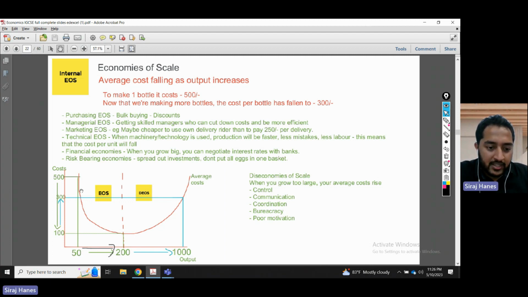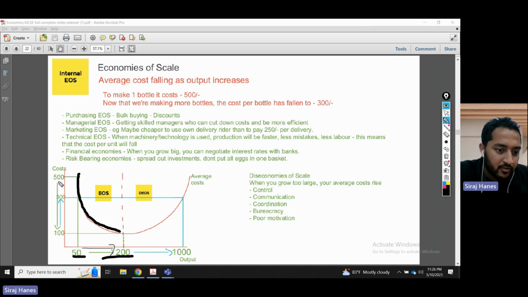Now, this is what the economies of scale diagram is. On one axis, you have cost. On the other axis, you have output. I told you, as you produce more, you're producing from 50 to 200. When you produce more, your cost of the water bottle went from 500 to, let's say, 100. Yeah, because we're producing more, we're getting discounts and whatnot. Cost went down per bottle.